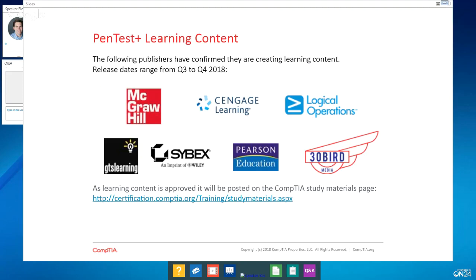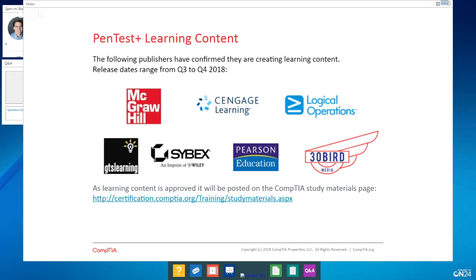So we'll see, usually the small publishers can get in sooner to the release date. So you might expect Logical Operations, 30Bird, possibly Skillsoft if they join in, GTS Learning, to have it closer to release date. And then you're going to have some of the bigger publishers, McGraw-Hill, Cengage, Pearson, Cybex, maybe Q4. I'm just saying that based on the development that we saw with the cybersecurity analyst certification. That was the release pattern we saw. So just FYI, and hopefully the larger publishers can get closer to July 31st.